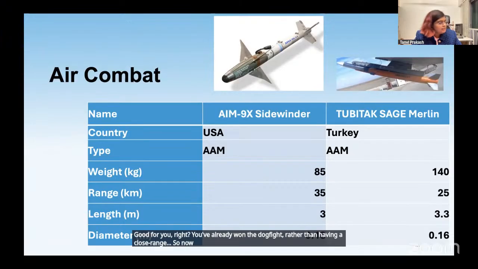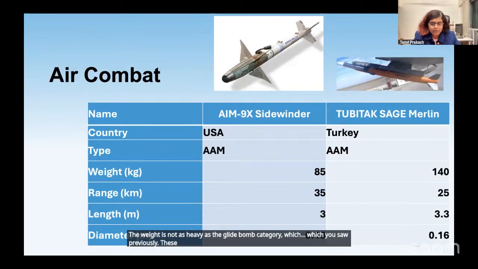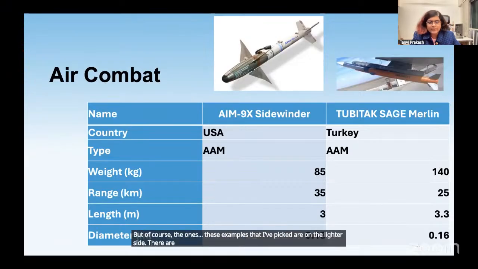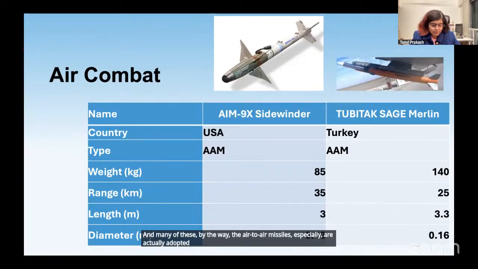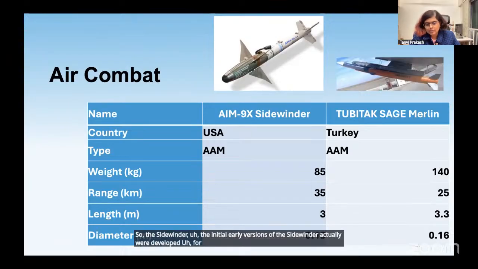So now, again, look at the weight. The weight is not as heavy as the glide bomb category, which you saw previously. These are a little lighter, on the lighter side. But of course, these examples that I've picked are on the lighter side. There are also heavier air-to-air missiles out there. And many of these, by the way, the air-to-air missiles especially, are actually adapted from the ones which are used on fighter aircraft. So the initial early versions of the Sidewinder actually were developed for legacy US Air Force aircraft, and now they are at a stage where they are also being used on unmanned aerial vehicles.